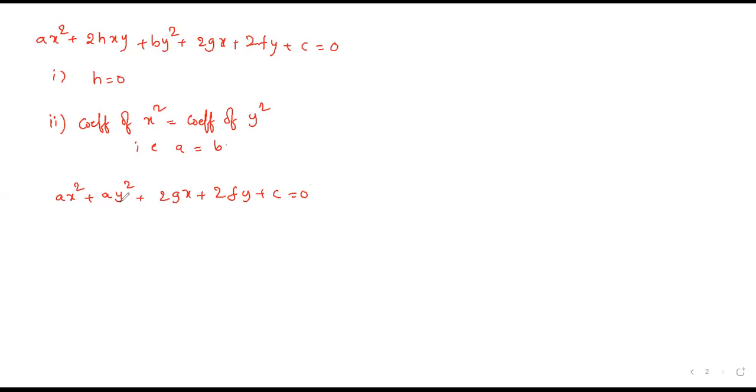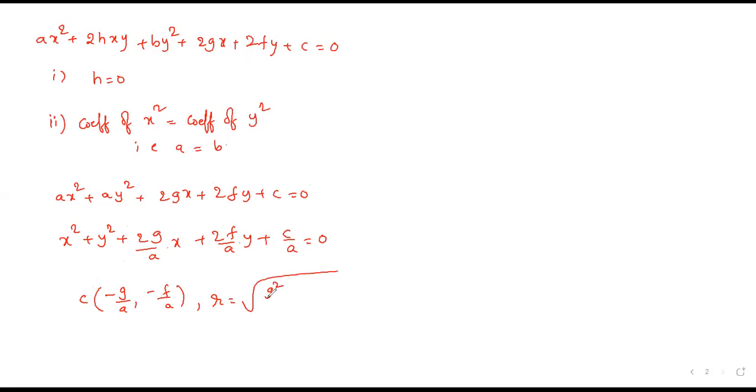The x square coefficient and y square coefficient should be 1. So x square plus y square plus 2g by a into x plus 2f by a into y plus c by a equals 0. By comparing this equation with the general equation, the center is minus g by a comma minus f by a, and the radius is root of g square by a square plus f square by a square minus c by a, and you can write this as root of g square plus f square minus ac by mod a.